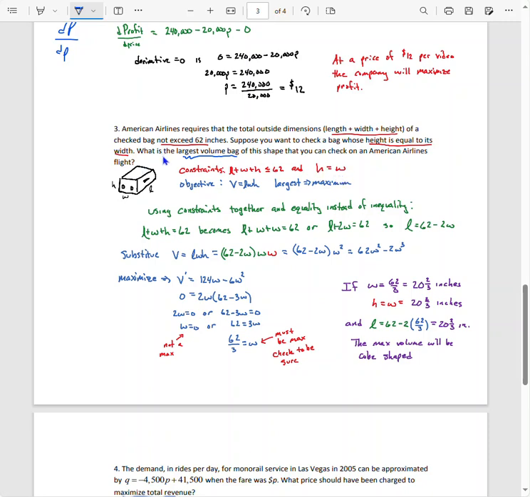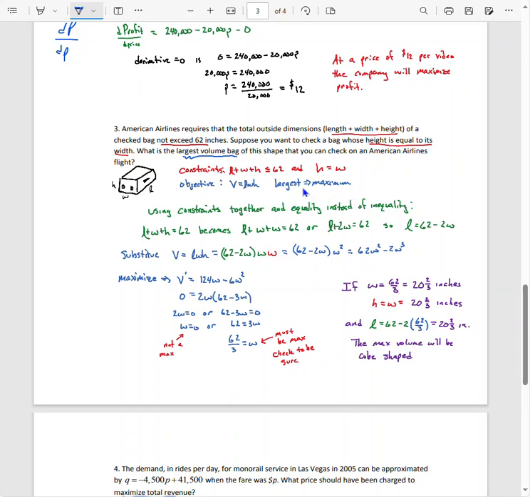What am I trying to solve for? The constraints told me some information along the way. The question tells us what we're actually looking for. What is the largest volume bag? My objective is the volume of a rectangular bag. We're just going to assume it's rectangular. I know bags don't have to be, but that's the common shape. Volume equals length times width times height, and I want largest, so I'm looking for a maximum.